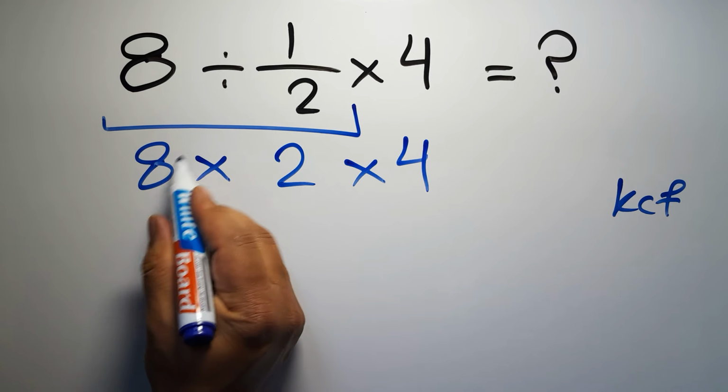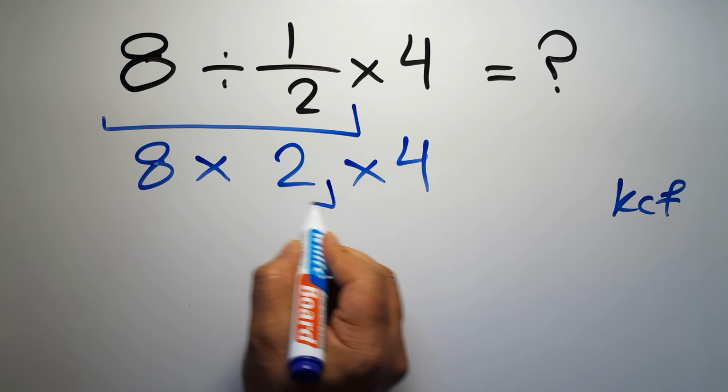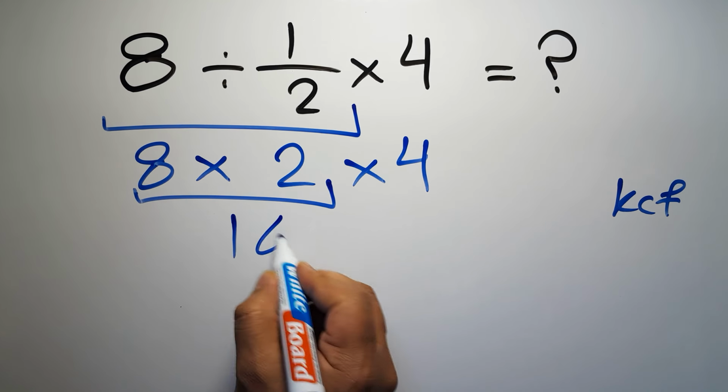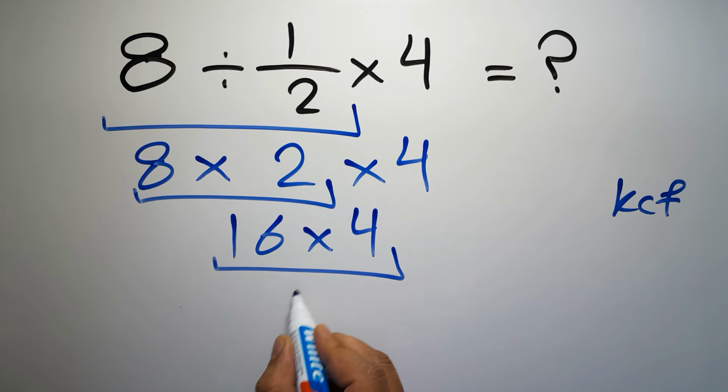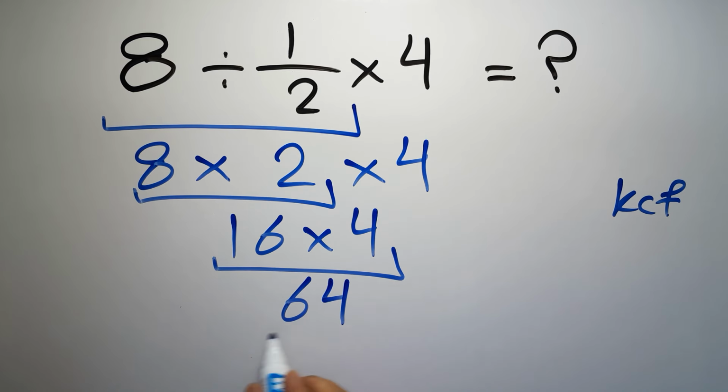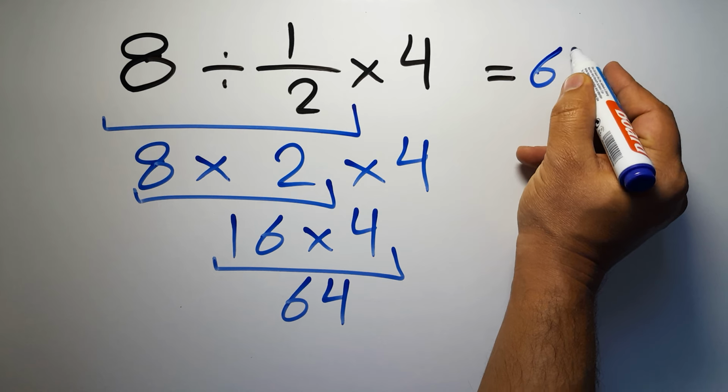Now, first we do this multiplication. 8 times 2 gives us 16. So 16 times 4 is just 64. And this is our final answer to this problem. The correct answer is 64.